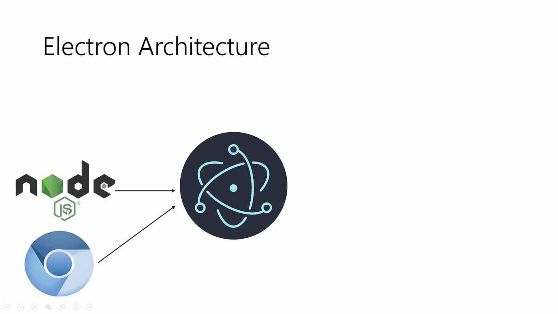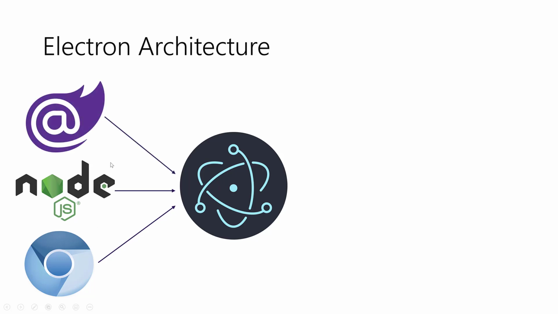Electron is also based on Node.js. The Node.js runtime implements the communication between the Electron application and the native capabilities of the operating system. That communication happens via the Node.js runtime here. And right now we have our Blazor application.